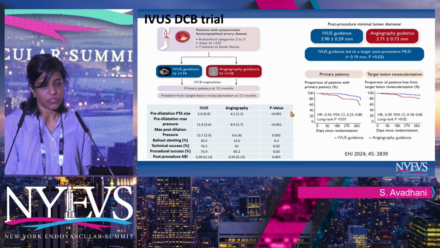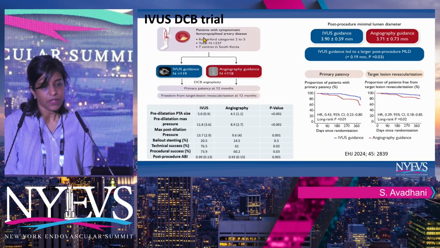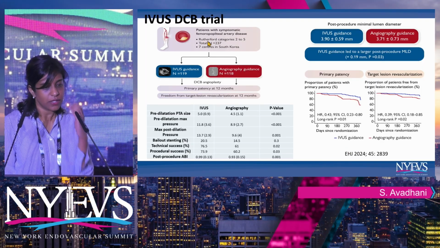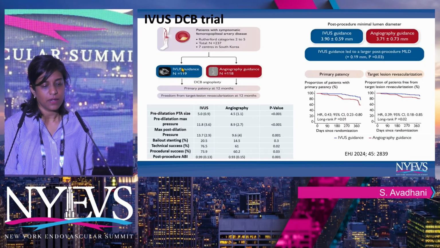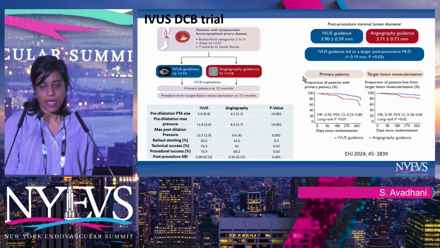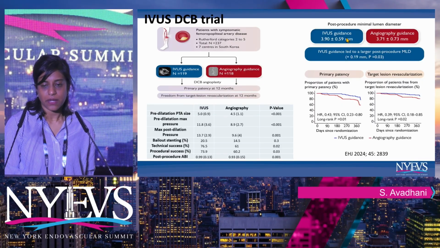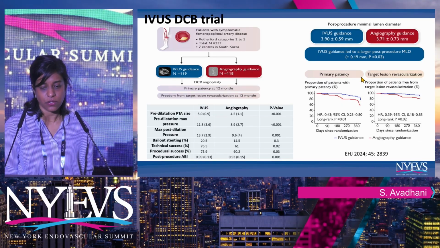This was a more recent trial that was published in the European Heart Journal, which looked at symptomatic claudicants with femoral popliteal disease, actually Rutherford 2 to 5. This data came primarily from Korea, and compared IVUS guided interventions versus angiography alone.